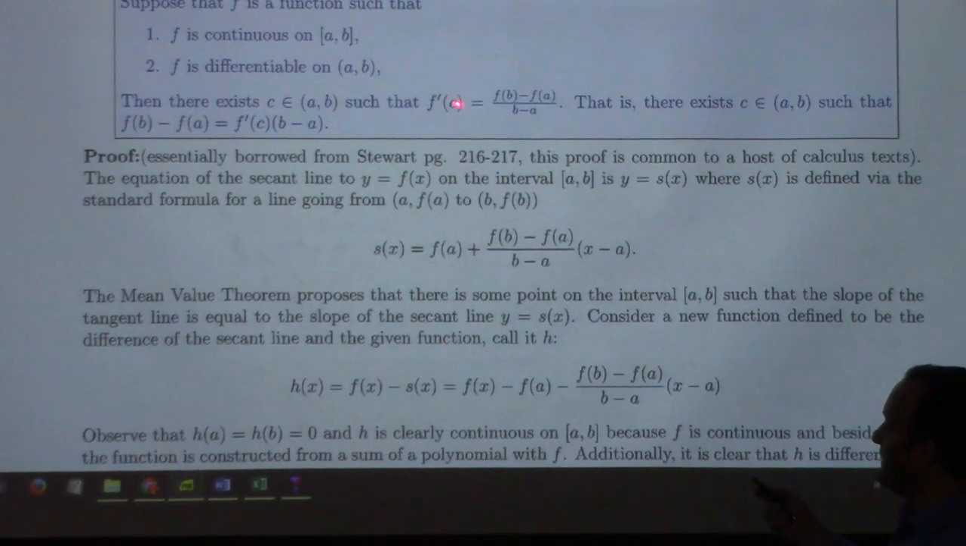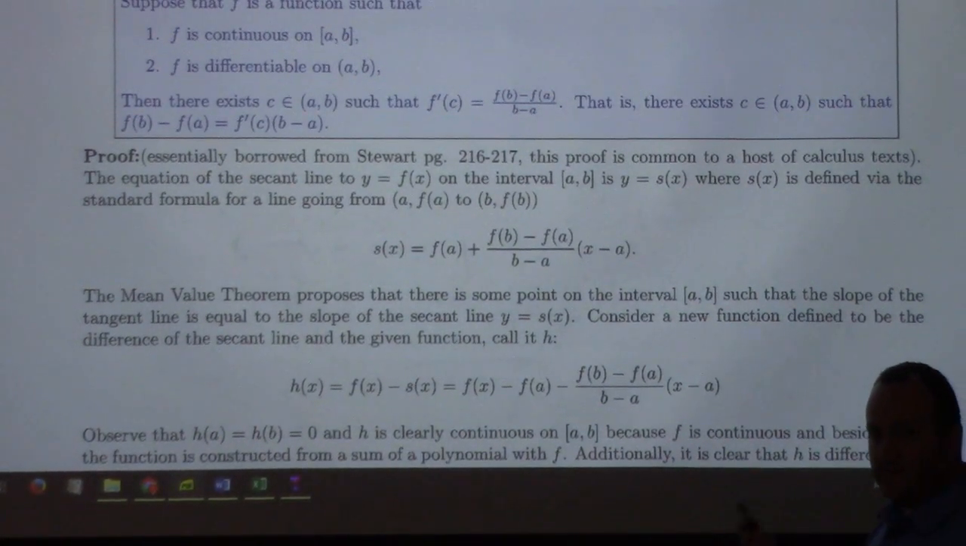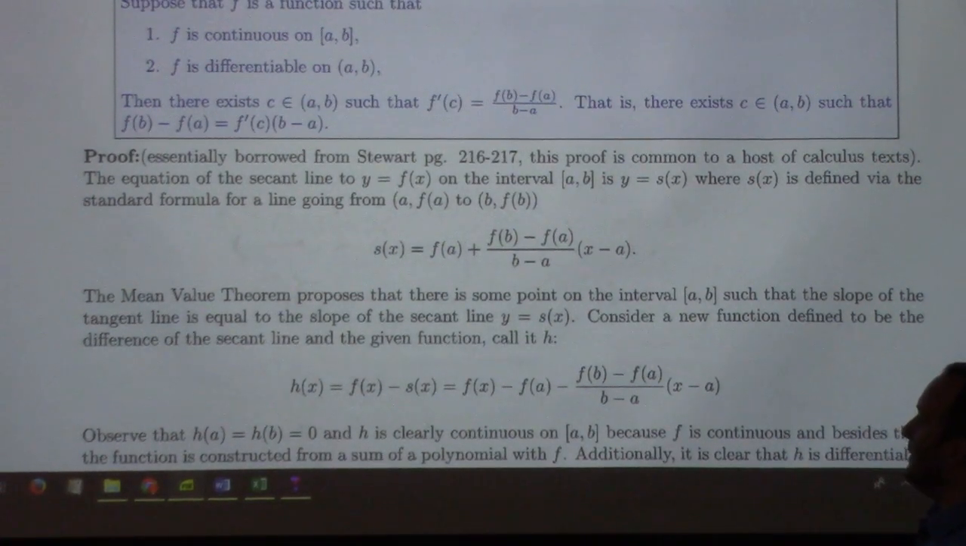If I think about x as being time, this would be the velocity at time c. This would be the average velocity if we think about f being position and x being time. But the mean value theorem said I need a continuous function on the closed interval, and I need the function to be differentiable on the open interval. All right? Then there exists this c such that f prime of c is equal to that. In other words, f of b minus f of a is equal to f prime of c times b minus a for some c.